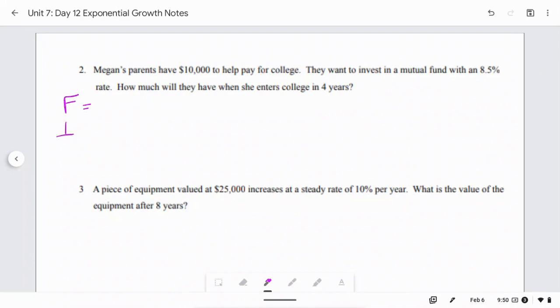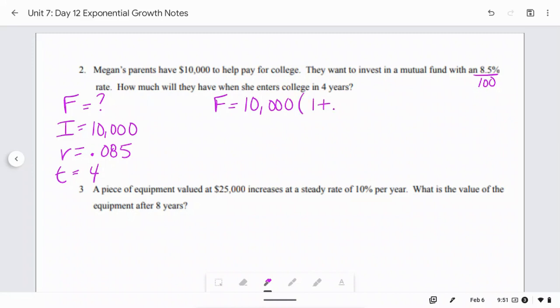So I'm going to define my variables, F, I, R, and T. We're looking for the final amount in 4 years. So again, that's our question mark. And then the initial amount is the 10,000. And then I'm going to do 8.5 and divide that by 100 to get the decimal rate, which is 0.085. And then 4 would be the T. So I'm going to use this equation, F equals 10,000, parenthesis 1 plus 0.085 to the 4th power. Again, we're talking about money, so we're going to round to 2 decimal places.